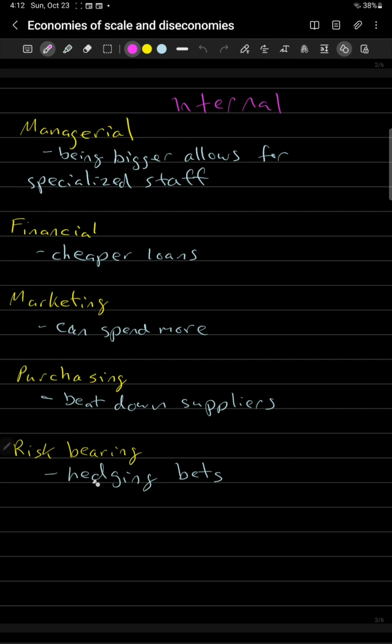Lastly is risk bearing or hedging bets. If you have many things that you're making, producing, or many services, if something goes wrong, you're okay because you have the other things to back you up. For example, imagine if you're a bakery and you're only selling apple donuts. What happens if people all of a sudden get tired of apple donuts and you have nothing else to make? But if you have blueberry donuts and bread and cakes, then somebody will buy something that you have, right? That might be a stupid example.